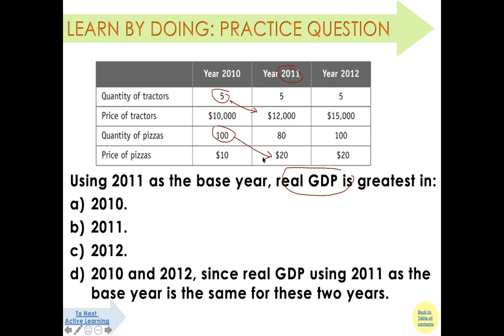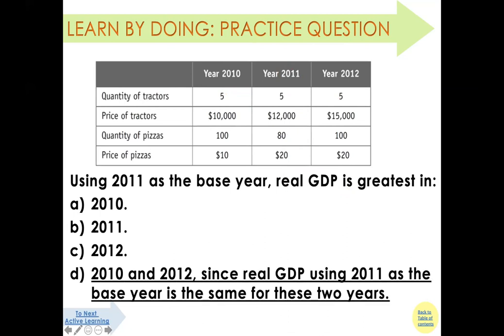So this is 2010's real GDP. For 2011, we use this times this, and this one times this one. This is 2011. Now finally, for 2012, use 5 times this, 100 times this. All right, so this is how we calculate the real GDP for each year. Once we calculate the real GDP, we can compare which one has the highest number. All right, so the answer is D.